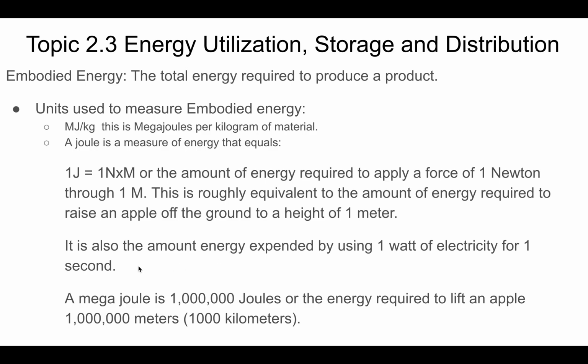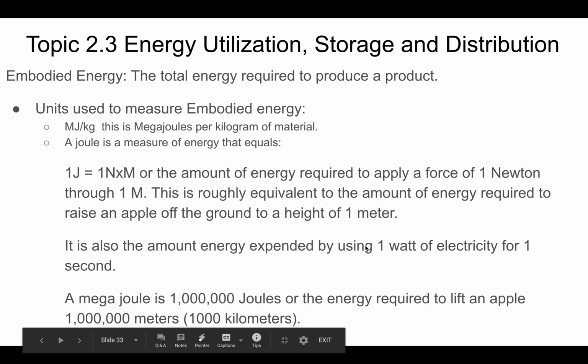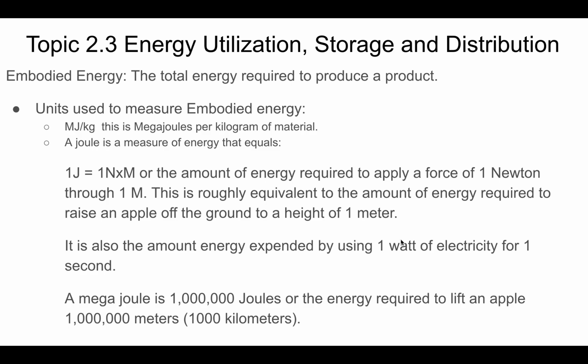You can also think of it this way. This is another way that the joule is defined, and it's probably more useful when we're talking about electricity. It's the amount of energy expended using 1 watt of electricity for 1 second. So if you think of those little LED lights, the small ones that you might have used in the control freak unit in grade 9 where you built Arduino stuff, those are 3 watts, right? So basically, them running for 1 second requires 3 joules of energy.